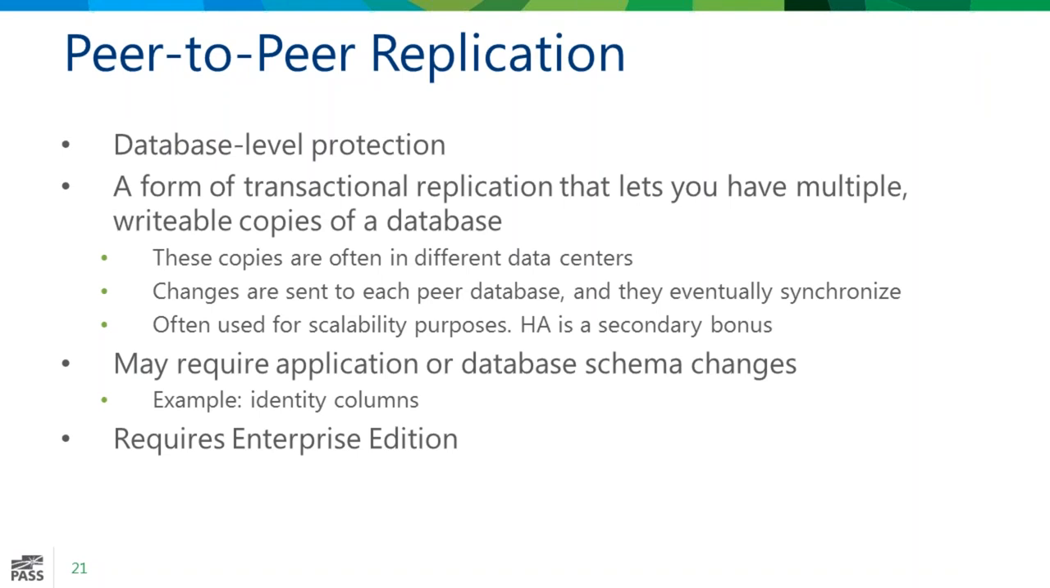And so quite often this is used for scalability purposes. You're trying to spread the load across multiple data centers, and having some HA in place is just a secondary bonus. But you need to be aware that this is relatively hard to implement and maintain, and you may have to go in and make some changes to your application or your database. So for example, if you're using identity columns in a table, well, you're going to have to either have different identity columns with different number ranges on these different copies of the database, or maybe you just have to not use identity columns and use something evil like GUIDs, which I really hate to use. And again, this is Enterprise Edition only. And personally, I haven't seen too many people using peer-to-peer replication, but it can be useful in some scenarios.